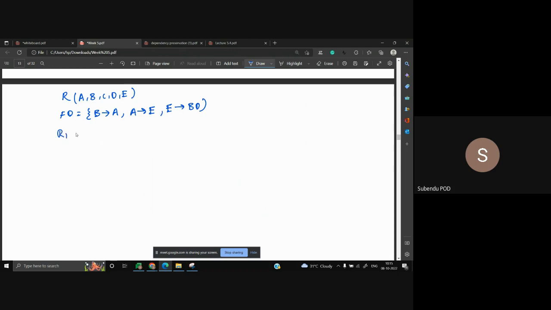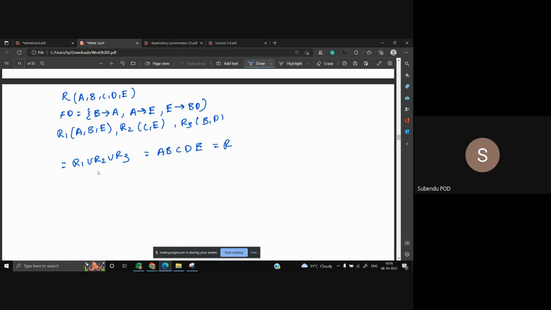R1 is A, B, E, then R2 is C, right? Then R3 is B and D. So the first step is to find the union of all three, R1 union R2 union R3. You will get A, B, C, D, which is equal to R, right?